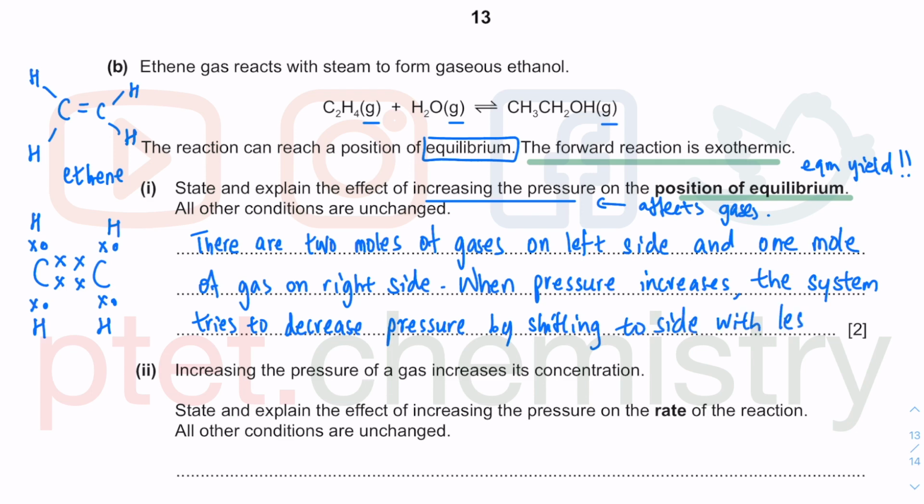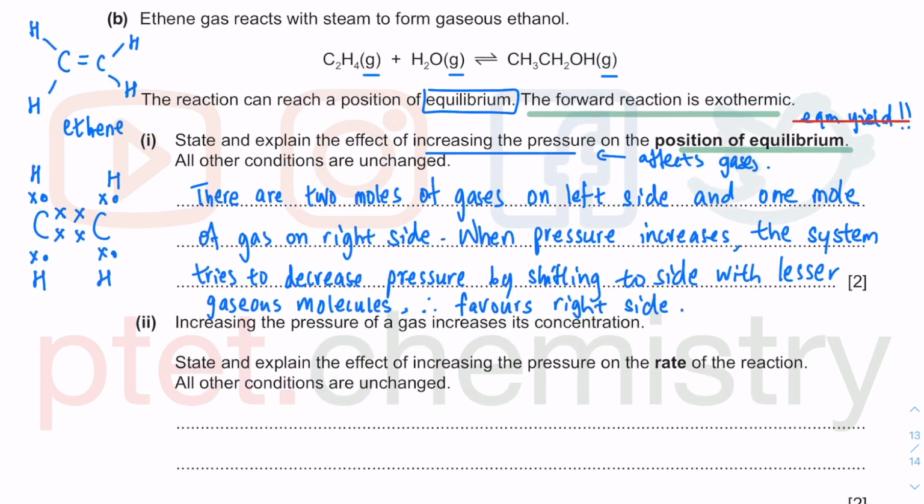And when we go back to our first statement, the side with the lesser gaseous molecules will be on the right side since we already counted the moles of gases. Therefore, what is the effect of increasing pressure on the position of equilibrium? Therefore, equilibrium will shift to the right-hand side, favoring the forward reaction. It's actually not asking you on the yield, so perhaps I can cancel out equilibrium yield since that is not what it's asking. It's asking on the position.